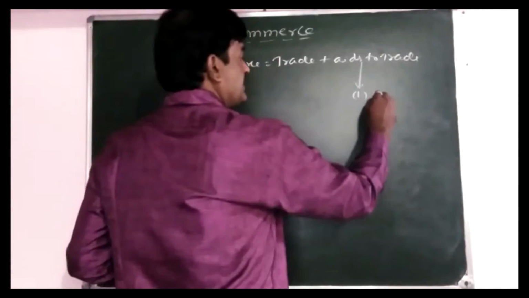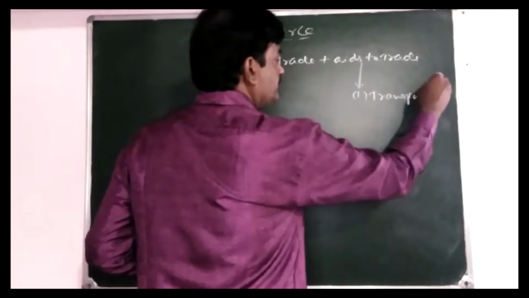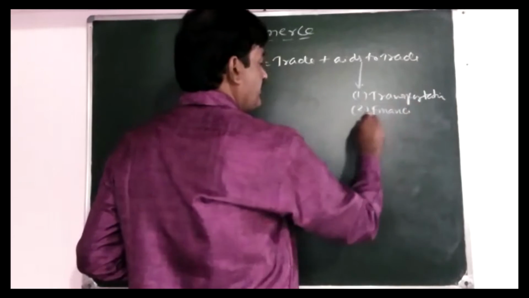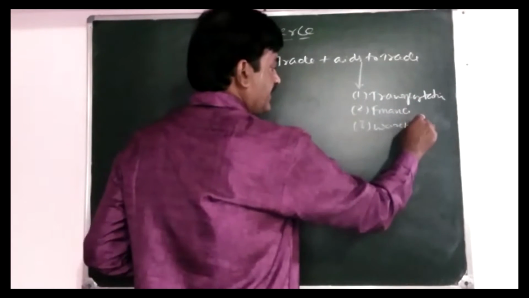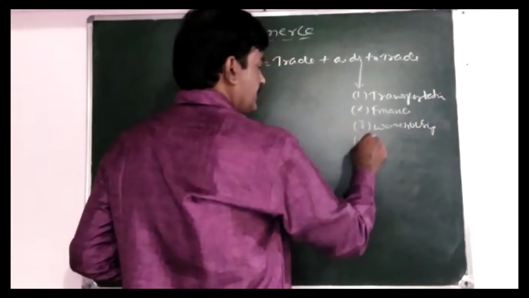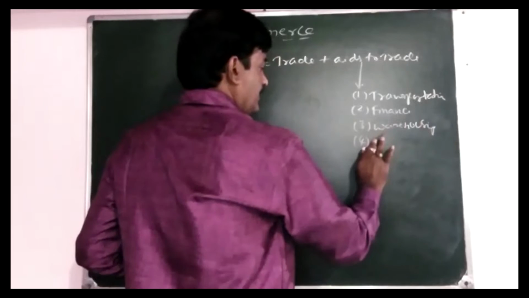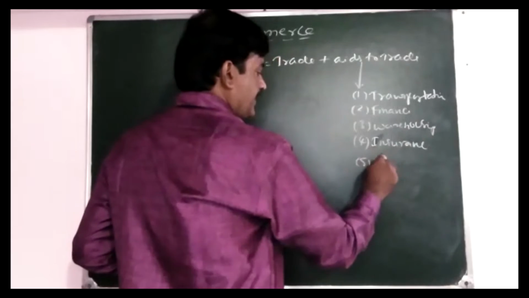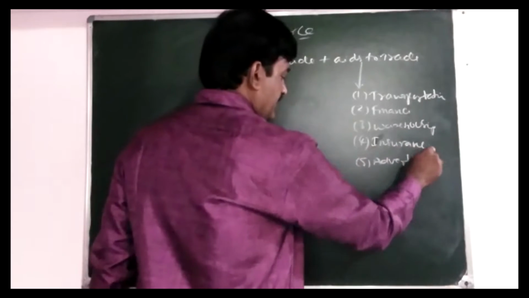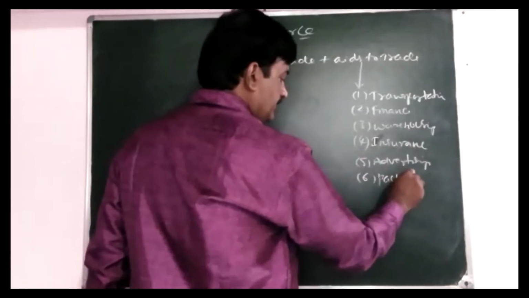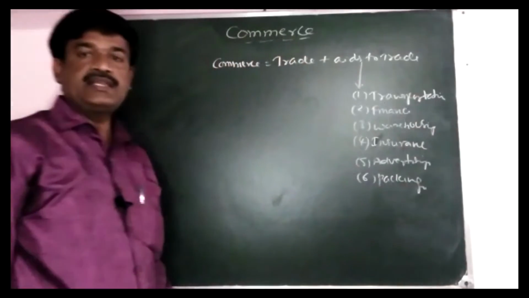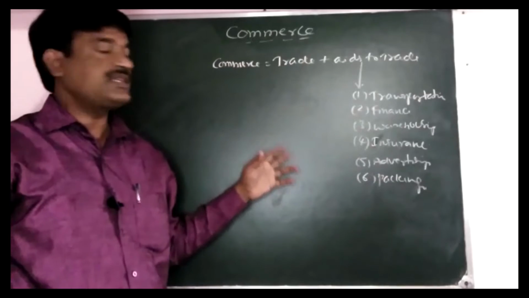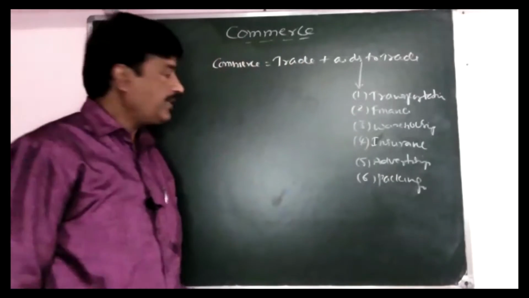Number one is transportation. Number two, finance. Number three, warehousing. Number four, insurance. Next, number five, advertising. Number six, packing. These are the facilities. These facilities are helping trade in bringing the goods and services from producer to consumer.